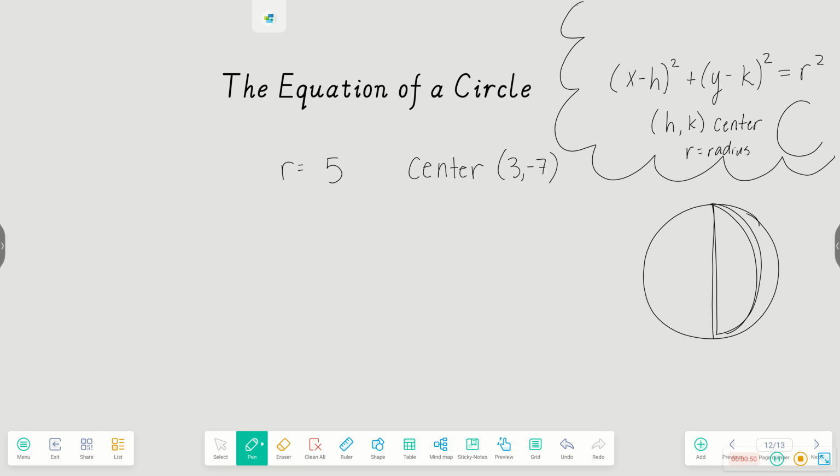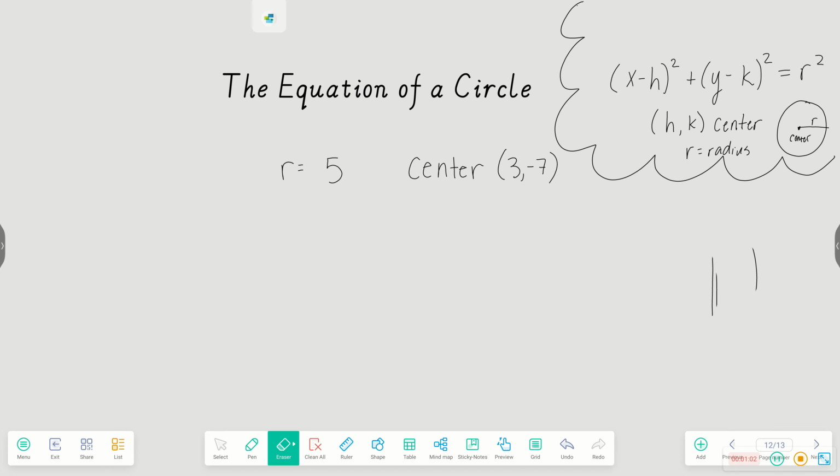So here is your center, and this is your radius. So we need to know that those things are in that formula. So if they gave us something that says the radius is 5, the center is 3, -7, write the equation of the circle, I'm going to write the equation and then I'm going to fill it in.